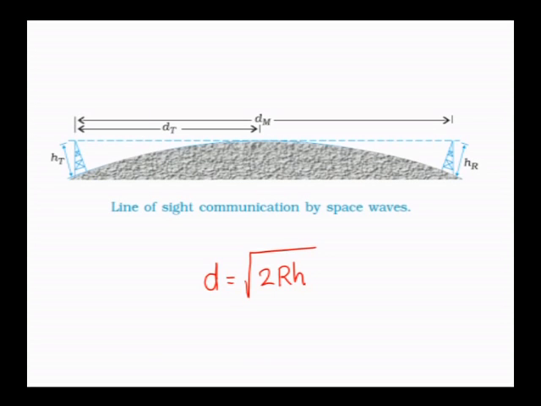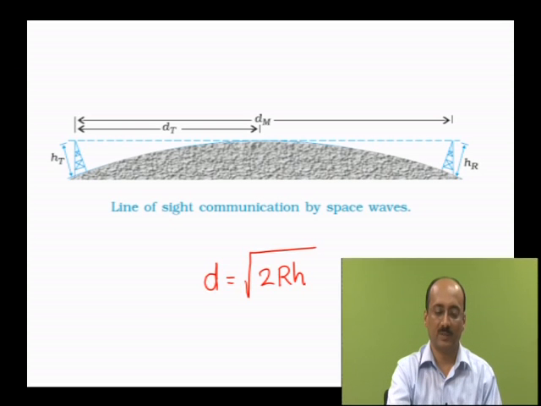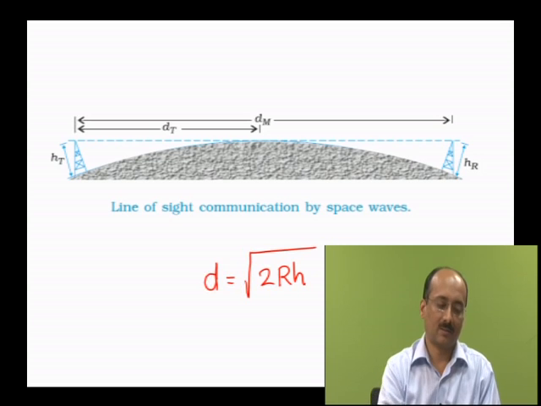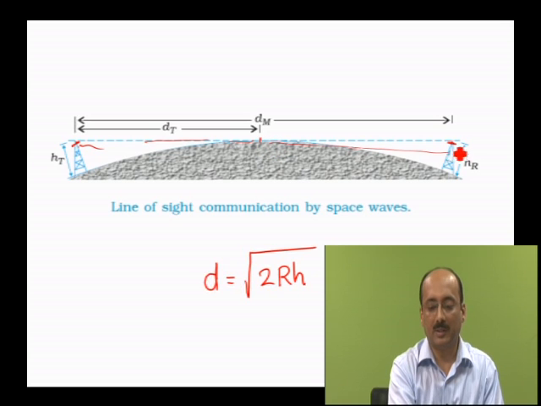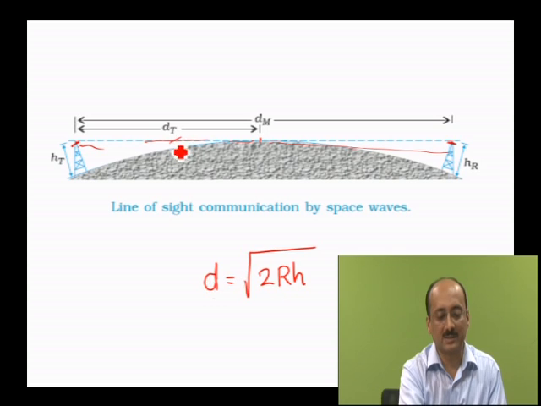Then line of sight communication, LOS, via space waves: you have a transmitter here and a receiving antenna here, and this is what you call the transmission range. From here to here, if direct line of sight communication happens, there is a formula which gives the distance: D equals root of 2RH, where R is the radius of the Earth and H is the height of the antenna. Now dt represents the radio horizon for the transmitter, and this other part represents the radio horizon for the receiver. So to get the total distance, you have to double this value.